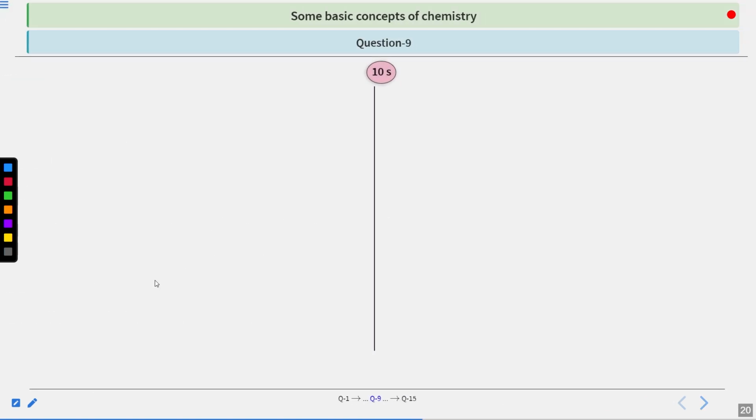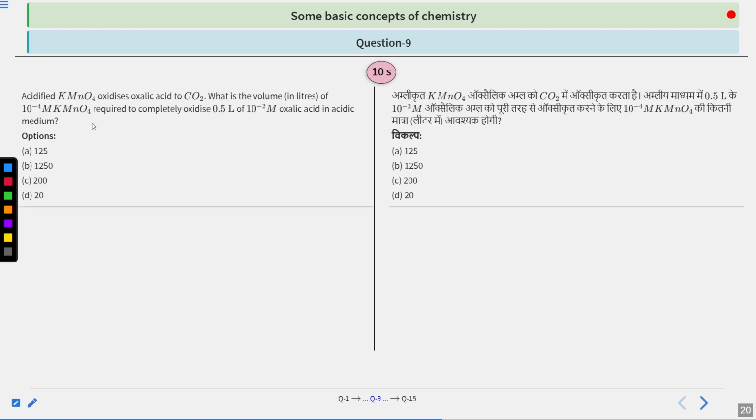Moving on to question number 9. Question number 9 says that acidified KMnO4 oxidizes oxalic acid to CO2. What is the volume of 10 to the power minus 4 molar KMnO4 required to completely oxidize 0.5 liter of 10 to the power minus 2 molar oxalic acid in acidic medium? Options are option A 125, option B 1250, option C 200, and option D 20. So you have 10 seconds to solve this question. Your time starts now.